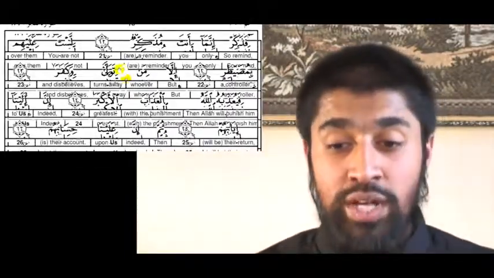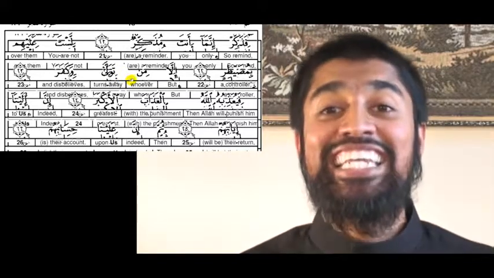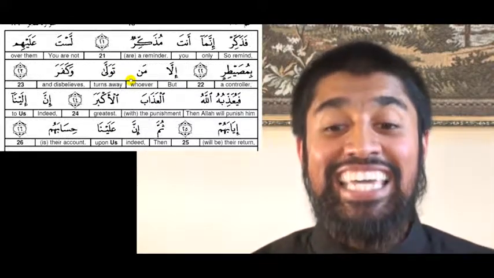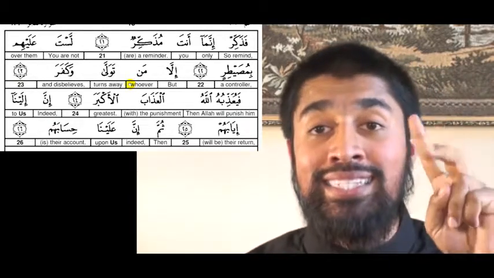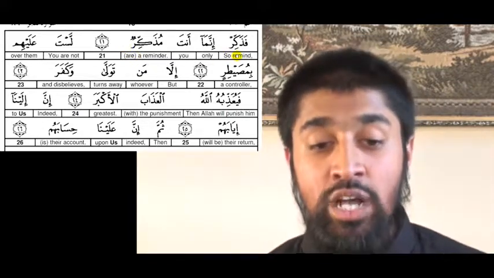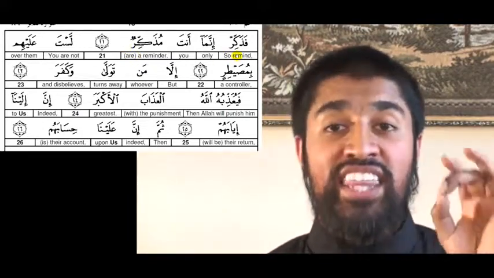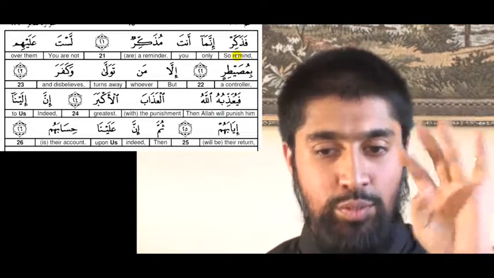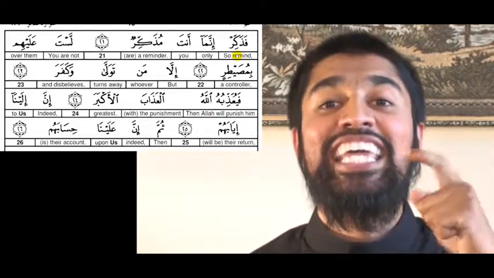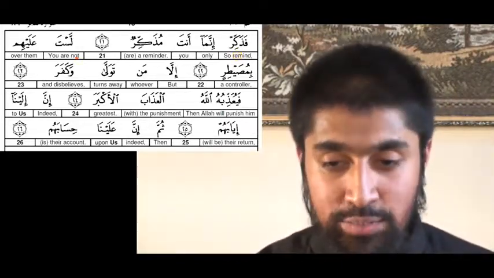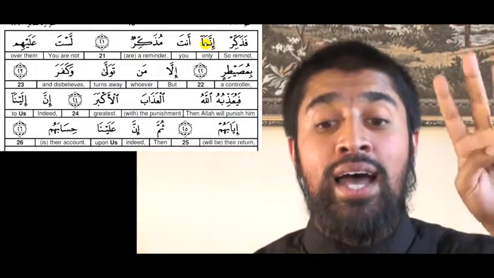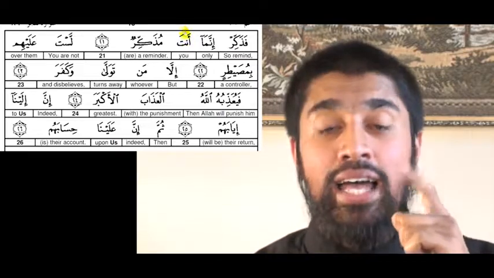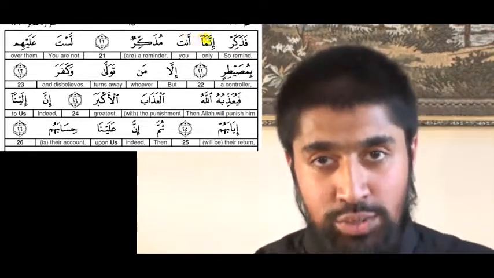Now we have verse number 21. فَذَكِّرْ إِنَّمَا أَنْتَ مُذَكِّرٌ. Let's try it together. Verse number 21. فَذَكِّرْ. We've seen this scenario before. فَذَكِّرْ. Make it a light sound, please. إِنَّمَا أَنْتَ. Why? Well, east to west is 3.